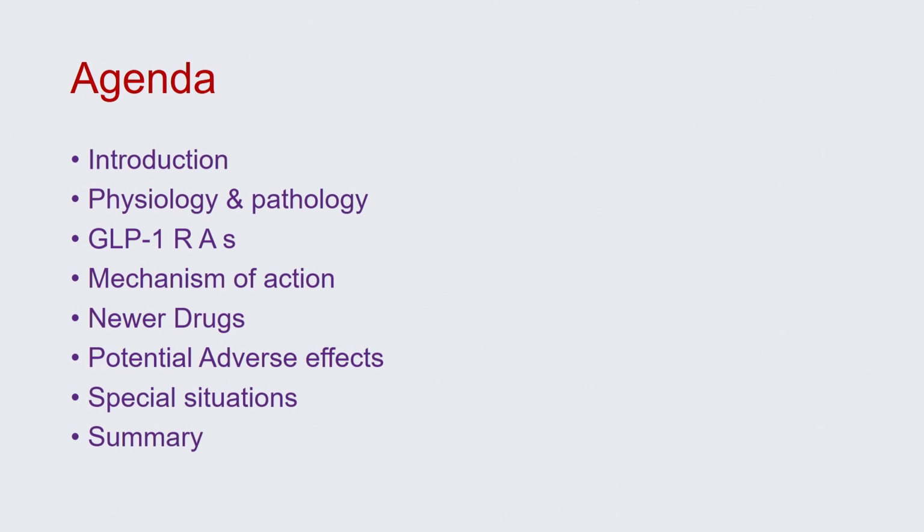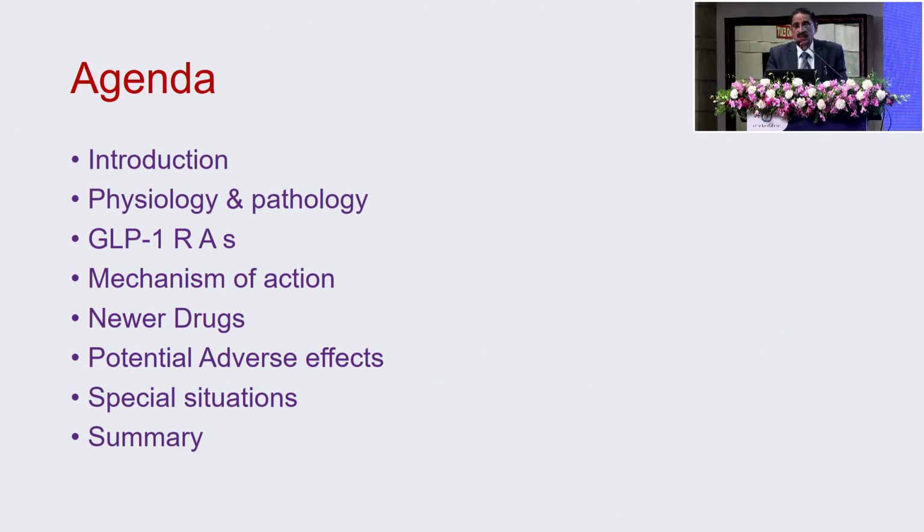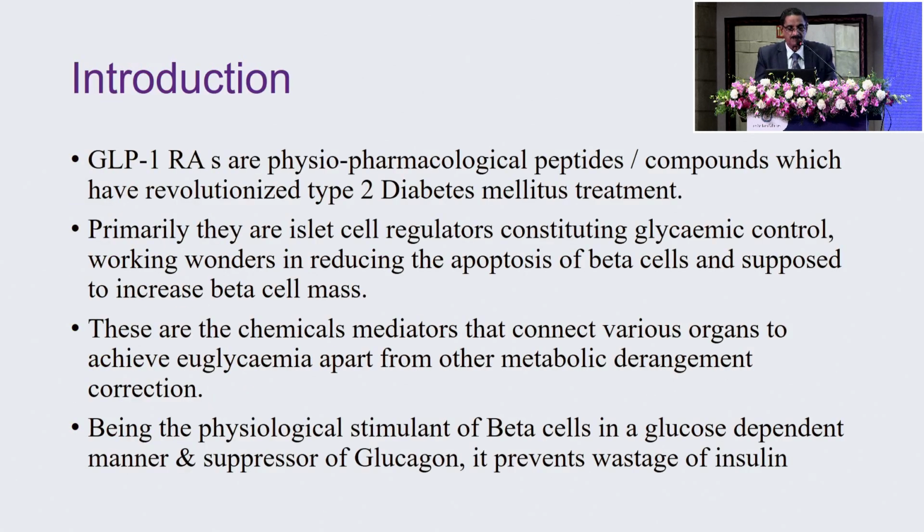Dr. Vijayakumar, for having given me this opportunity to be with you and to discuss a very important topic, GLP-1 receptor agonists. I will take you through a little bit of introduction. I'll touch upon the physiology and how the pathology happens with respect to the incretin therapy. What are the GLP-1 receptor agonists which are available, and how do they really act? What is the mechanism of action? And what are the newer drugs in this particular spectrum of anti-diabetic drugs and their potential adverse events? And in the special situations wherein you could probably use it, and end up with a summary.